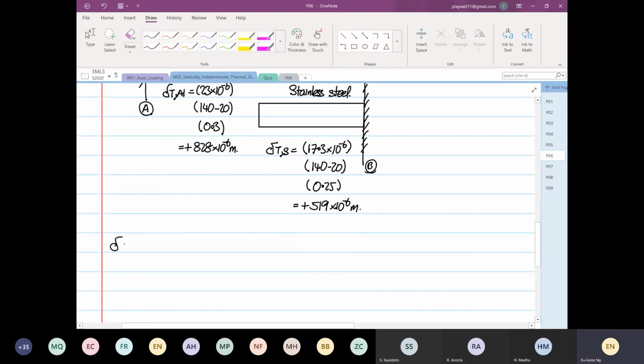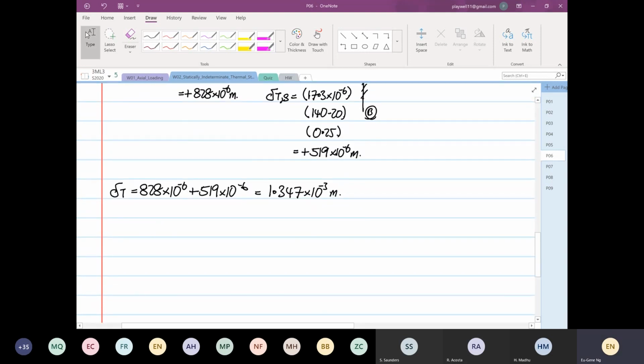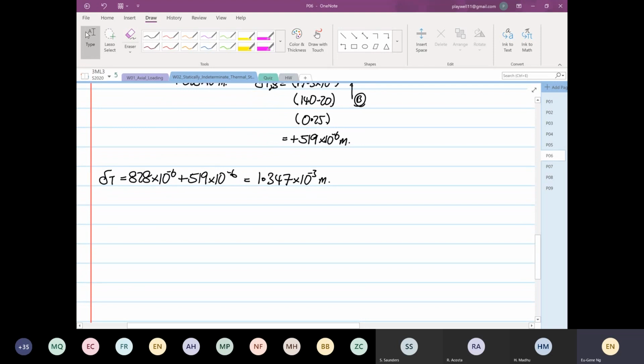So we're going to have the total deflection due to temperature. So it's 828 times 10 to the power minus 6, plus 519 times 10 to the power minus 6. So this will be equal to 1.347 times 10 to the power minus 3 meters. So the actual deflection. So what does this mean?